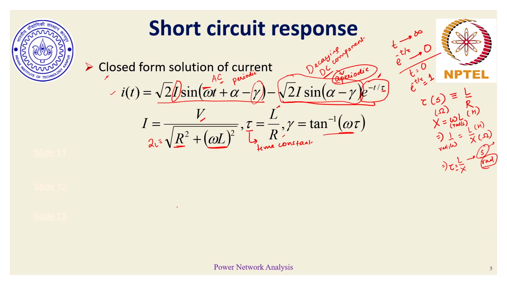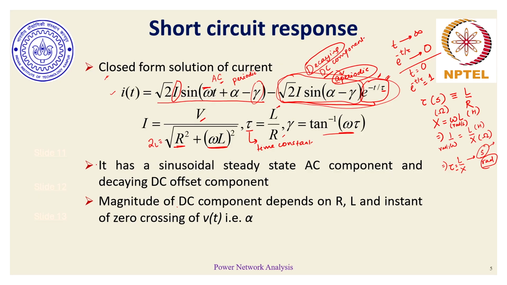And as time progresses, e to the power minus t by tau would start diminishing, and that is where the term decaying or diminishing part comes in. Hence, we refer to this entire term as the decaying DC component, DC referring to the aperiodic behavior of the signal, and decaying because it has an exponential term. So that's the summary of this particular current: the current tends to have a steady state sinusoidal AC component and a decaying DC offset component.